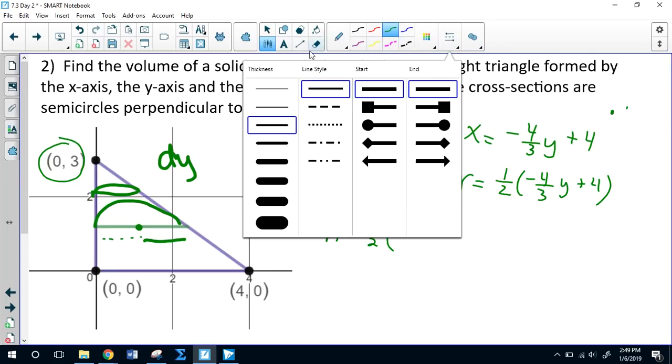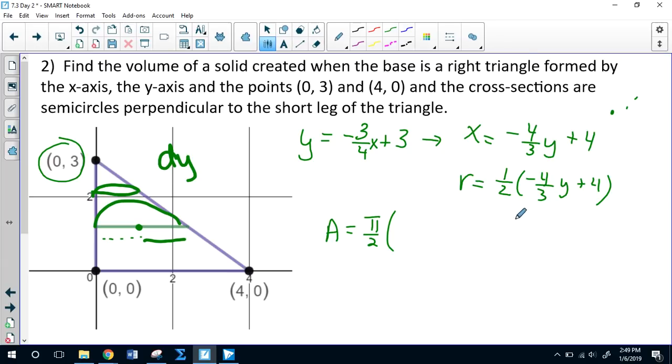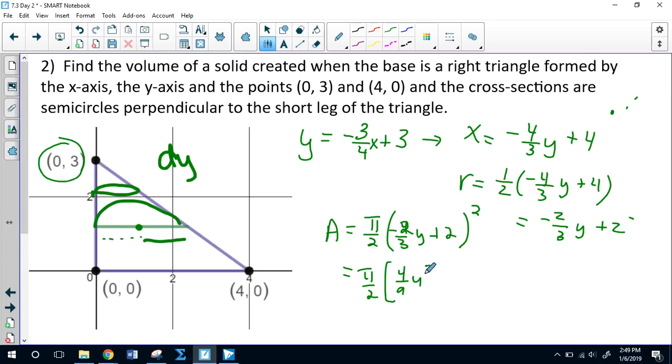Okay, let me make that skinny again. So the radius is actually equal to negative 2/3 y plus 2. I didn't really want to square this and square that. All right, so now this is my new radius that I'm going to put into my area formula and square it. So negative 2/3 y plus 2. I am actually going to square this because I'm going to do this without a calculator. So this becomes 4/9 y squared minus 8/3 y plus 4.